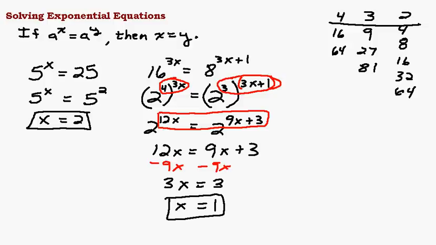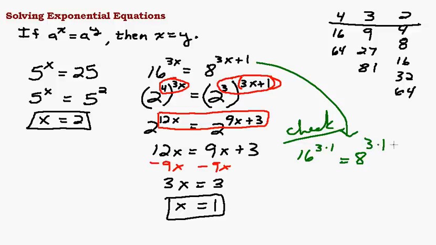Let's go ahead and check that just to be sure. So we could take our original equation, write it over here, and I'm going to plug 1 in where the x was. So 16 to the 3 times 1 equals 8 to the 3 times 1 plus 1. So 16 to the 3rd equals 8 to the 4th, since 3 times 1 plus 1 is 4. And you can check that out on your calculator, and I'm pretty confident that those are going to be the same. Let's go ahead and check it.